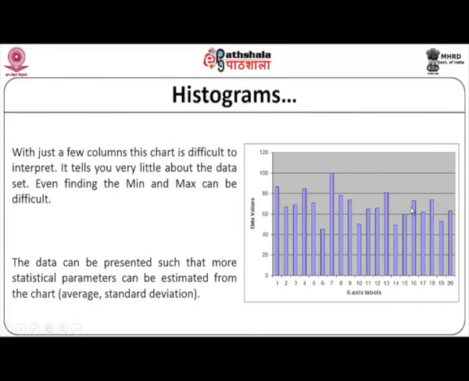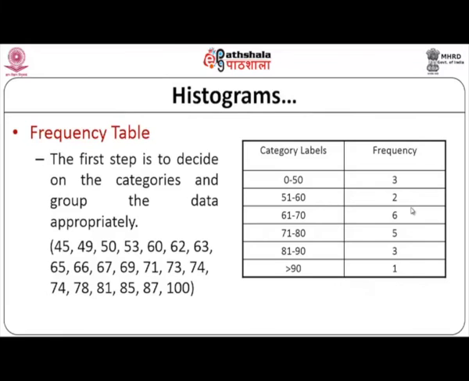So in such scenarios, what we can do is come up with a frequency table. This frequency table will highlight the various categorical labels. For example, we can split in ranges like 0 to 50, 51 to 60, 61 to 70, 71 to 80, 81 to 90 and greater than 90.